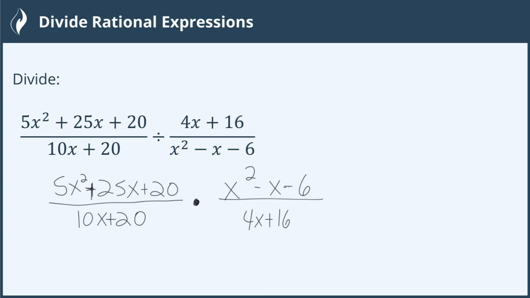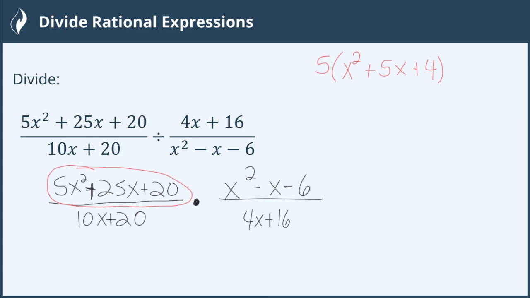Now that we have turned this into a multiplication problem, we want to factor all of the pieces. So when we're looking at each of these pieces, we're going to factor the GCF out first, if possible. So for example, on this first piece, 5x squared plus 25x plus 20, I know that I can pull a 5 out of all of those terms. Okay, 5x squared divided by 5 is x squared. 25x divided by 5 is 5x. And 20 divided by 5 is 4.